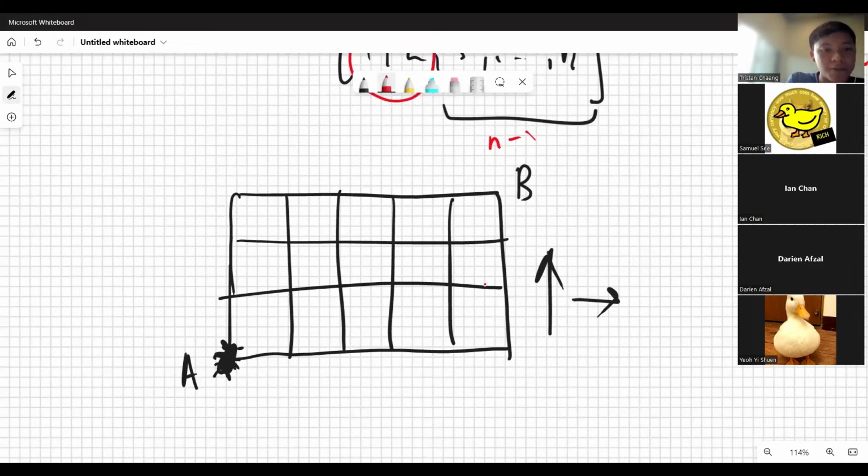I mark at every point the number of ways that they can reach there. So for example, this point has only one way that you can reach, which is by going up from this point. And here, there's only one way you can reach, one way you can reach, one way you can reach, one way you can reach, one, and one.